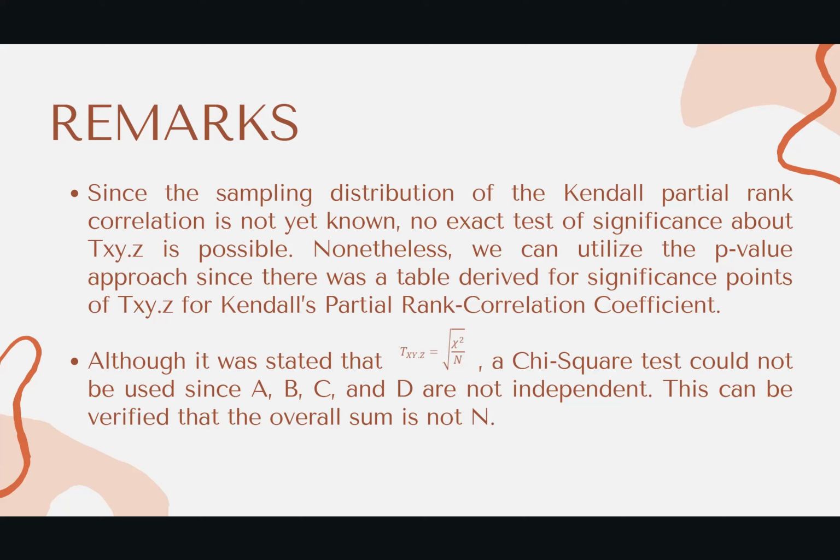So, nasabi ko to kanina na yung overall sum niya ay hindi n, kundi n taken 2. Eh, di ba kapag chi-square test, nakita natin na dapat wala ngang mag-overlap na characteristic of interest. So, disjoint dapat yung cells. Doon kasi sa table na nagawa natin na hindi.